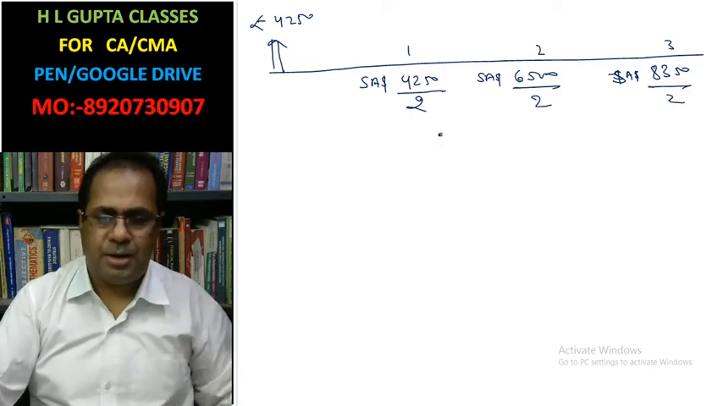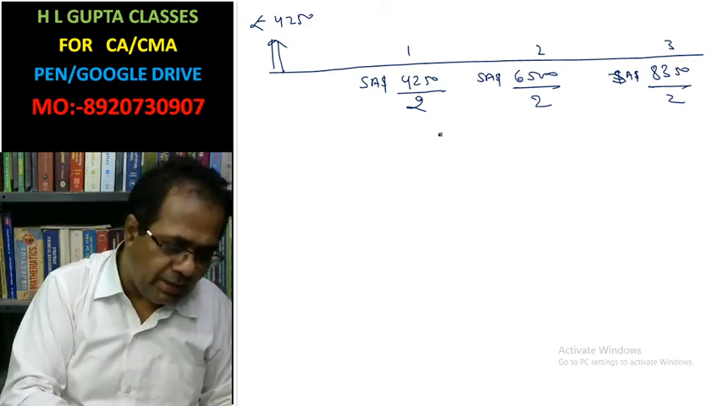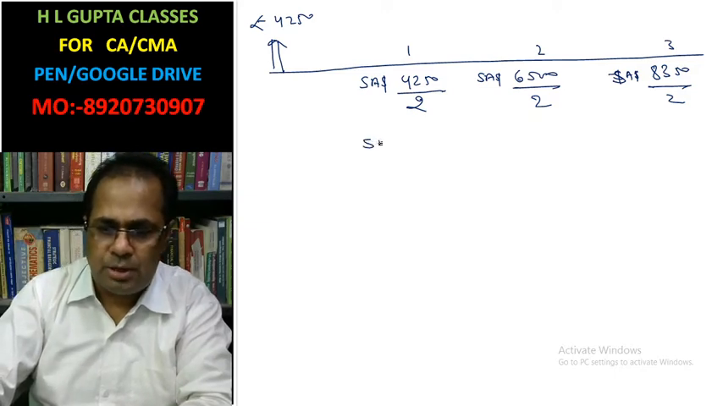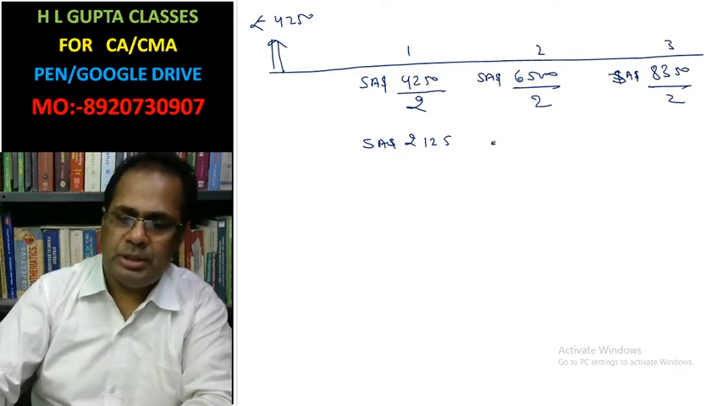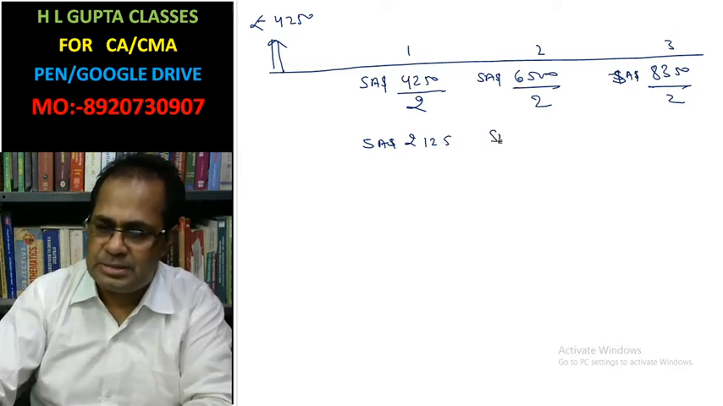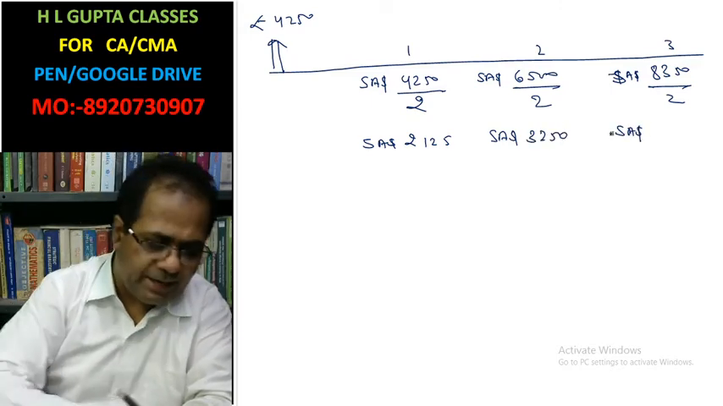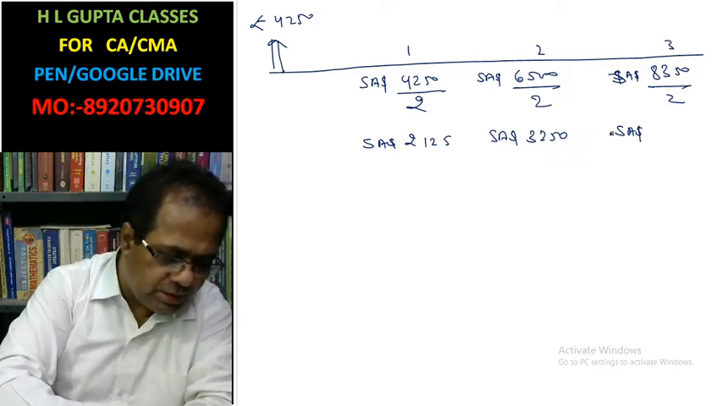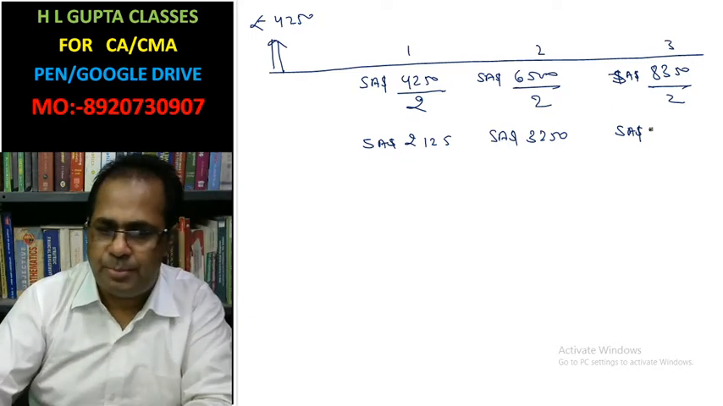Then how much will the half share be? 4250 divided by 2 is 2125 South African dollars. This is 6500, half is 3250 South African dollars. This is 8350, divided by 2, 4175.